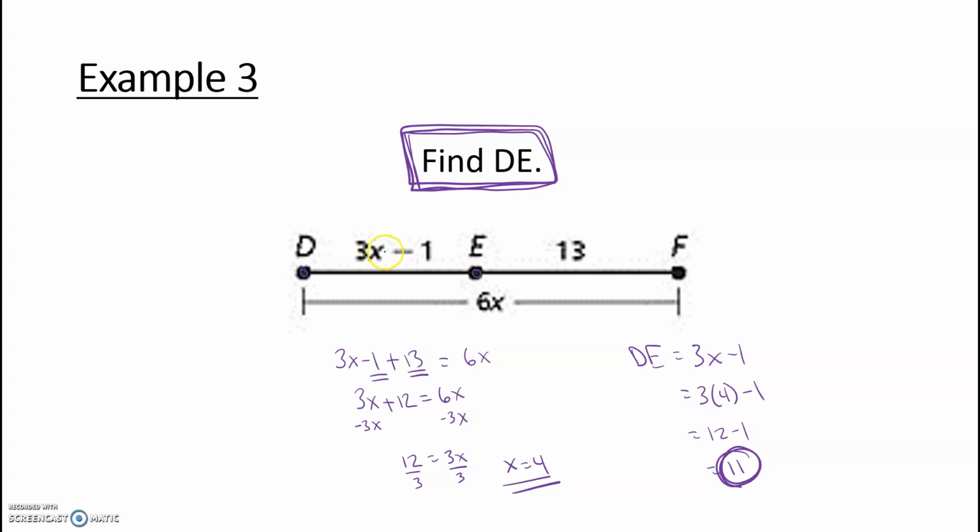We said 3 times 4 is 12, minus 1 was 11. And then 6 times 4, because it's the same x, 6 times 4 is 24. Does 11 plus 13 equal 24? It sure does. My answer was correct. So you can always reassure yourself if you plug it in and make sure that the pieces add up to the whole. So that was our segment addition postulate, adding segments.